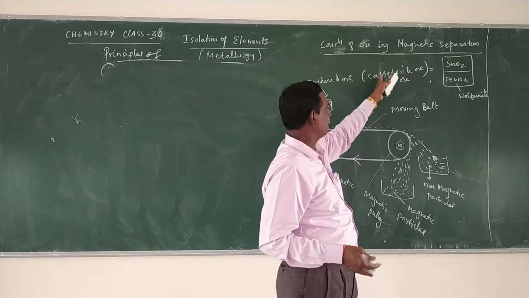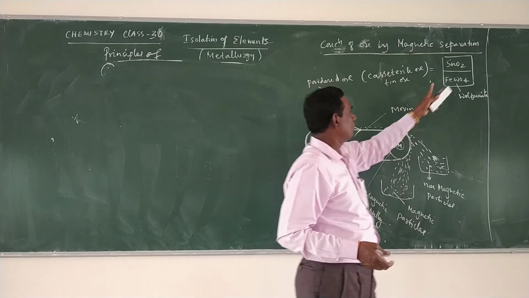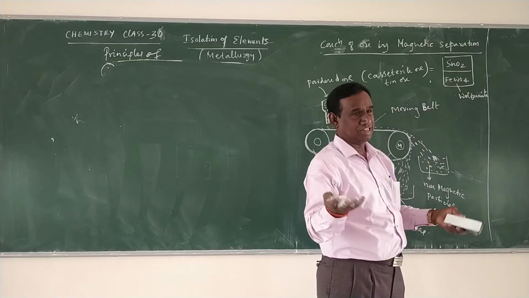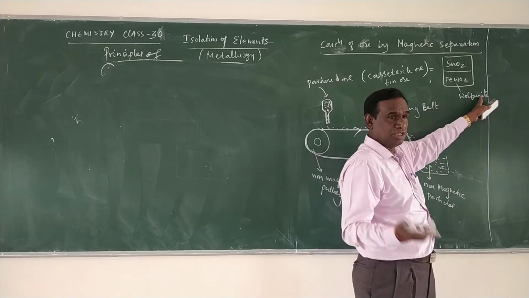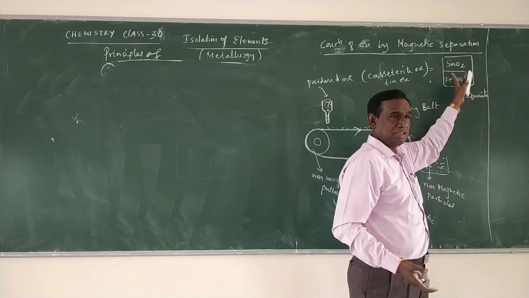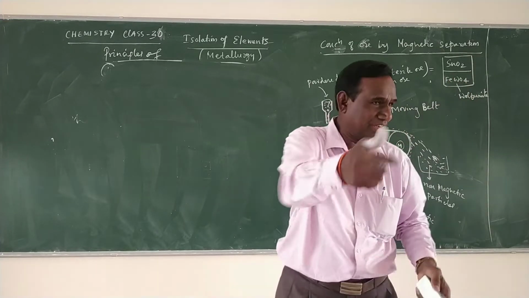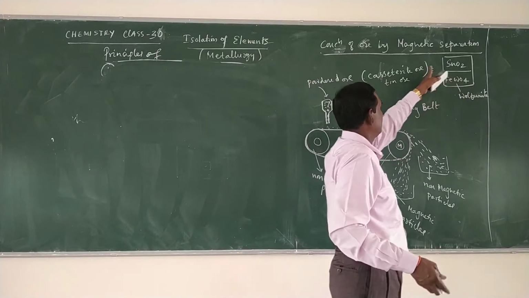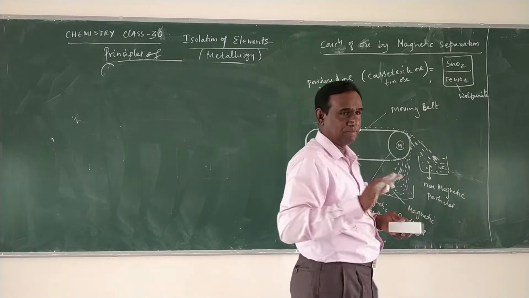So in this cassiterite ore, we have tin oxide, that is the metal oxide. Tin oxide is non-magnetic. Wolframite is there as an impurity. Wolframite means FeWO4. Fe means iron. Iron is attracted by the magnetic field. So wolframite is attracted by the magnetic field, and the tin ore particles are not attracted by the magnetic field. That is the meaning.